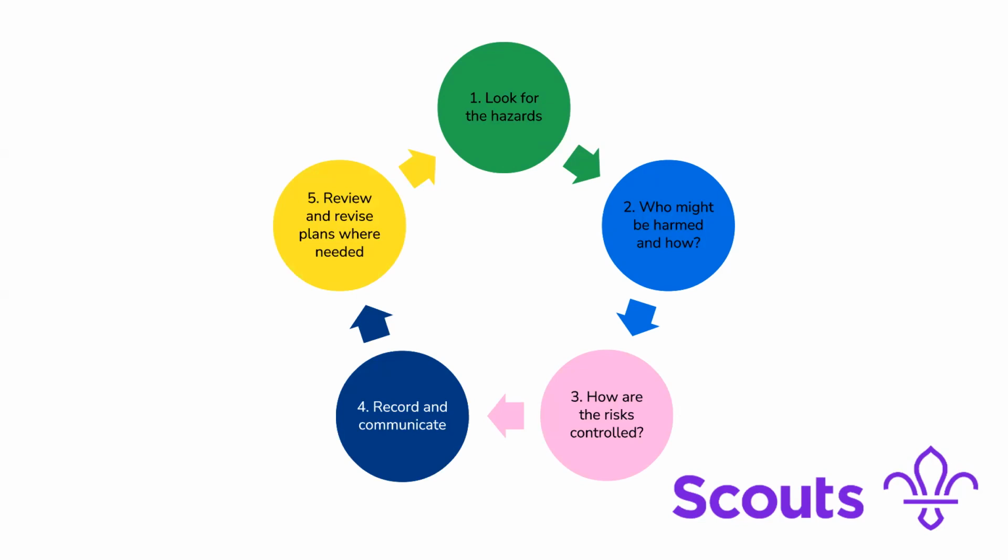And then the second step is identifying who might be harmed, and also how. And this could be the young people, but also remember it might be leaders, any helpers, or if you're in a public place, it could be members of the public as well. And something to remember when you're doing this section is to think about the who in more detail than just the young people.